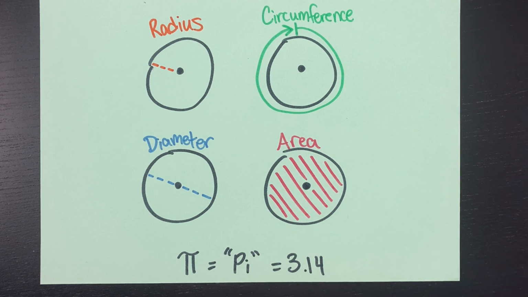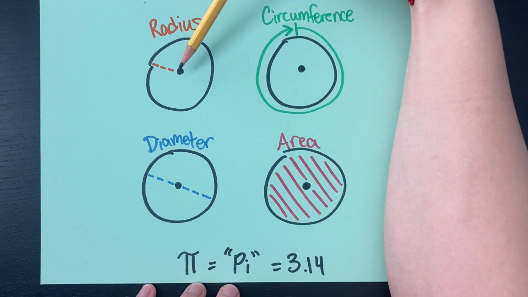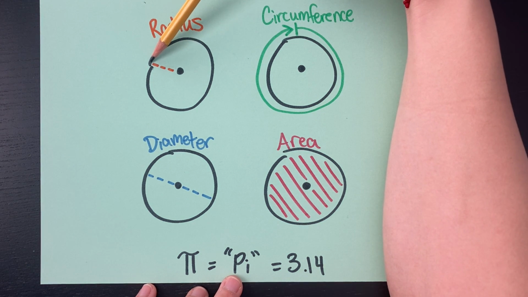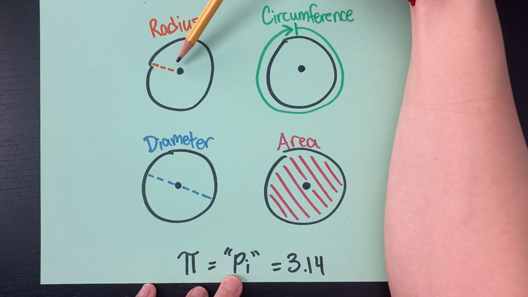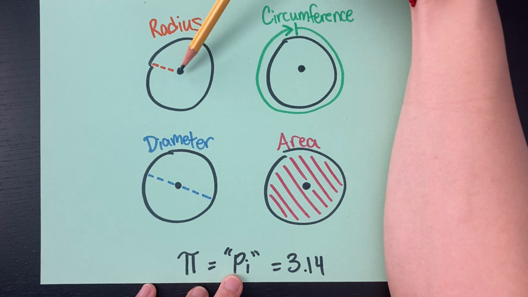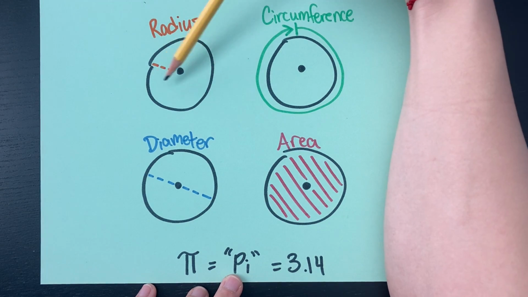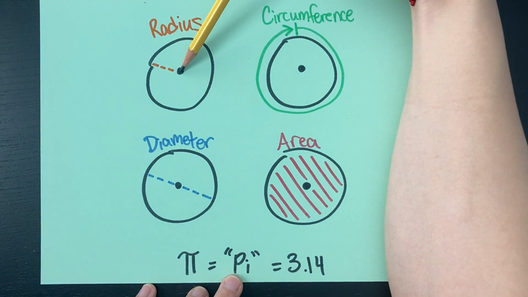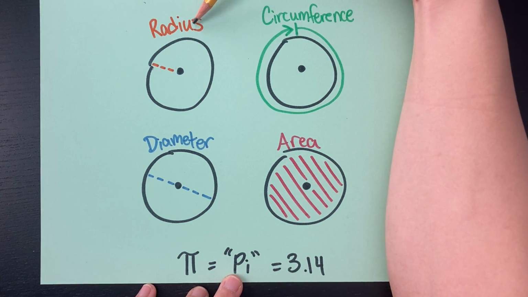We have the radius, which is the distance from the center of a circle out to its side. It doesn't matter if it's from center to here, center to here, center to here. This distance is going to be the same because you're looking at the center of the circle. So this distance is your radius.